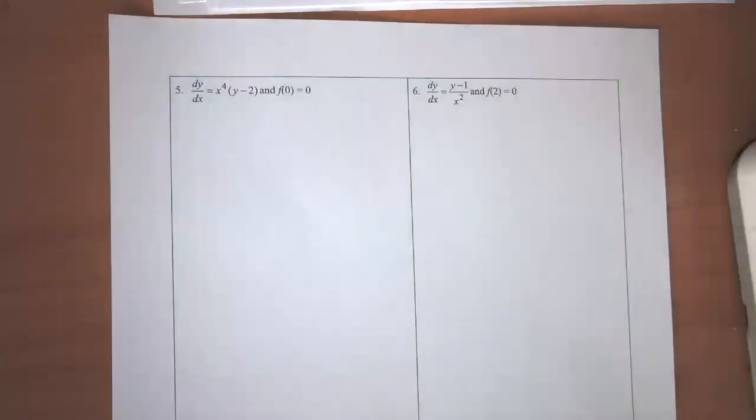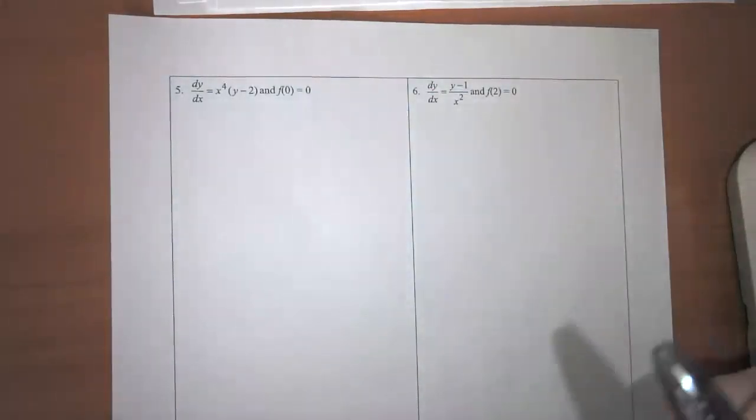So we're still working through more examples of separable differential equations. We're on page 606 in the workbook now. Let's take a look at the next problem we've got, which is a little bit trickier, but it's the same basic ideas. So here in problem number 5, we have dy/dx is equal to x to the fourth times y minus 2.